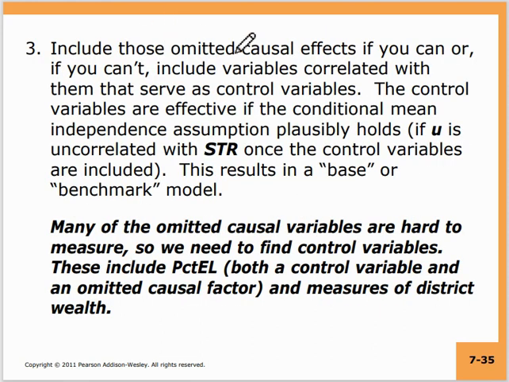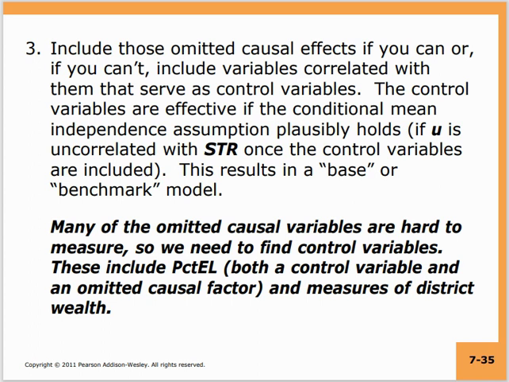Include these omitted causal effects if you can, or if you can't, include variables correlated with them that serve as control variables. So the control variables are effective if the conditional mean independence assumption plausibly holds, if U is uncorrelated with STR once the control variables are included. This results in a base or benchmark model.